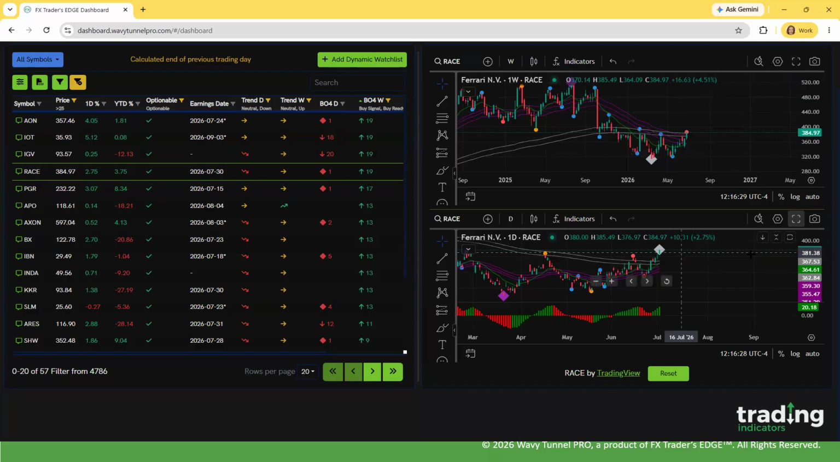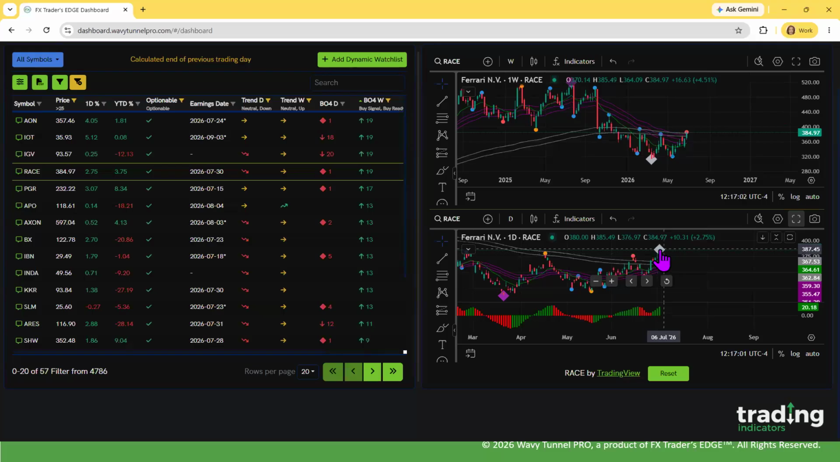Ferrari. And also 19 candles ago. And with this, on the weekly, the wave is in the tunnel. Like this is an area, both on the weekly and on the daily, where we would say we have just done a price to wave, fill the gap trade on the daily.